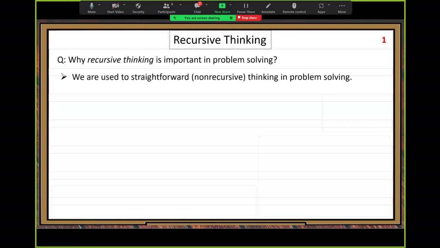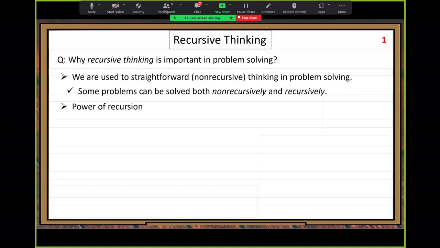We're used to straightforward, non-recursive thinking in problem solving, because it's easy to understand. But some problems can be solved both non-recursively and recursively. Most of the time, you can have these two different types of solutions, a recursive solution and a non-recursive solution. And each one has its advantages and disadvantages.